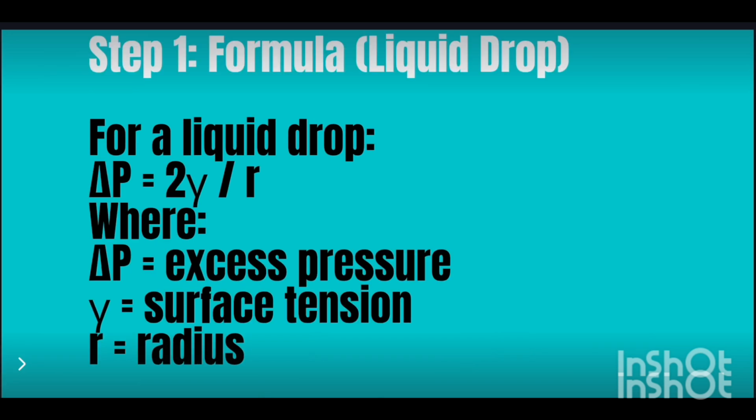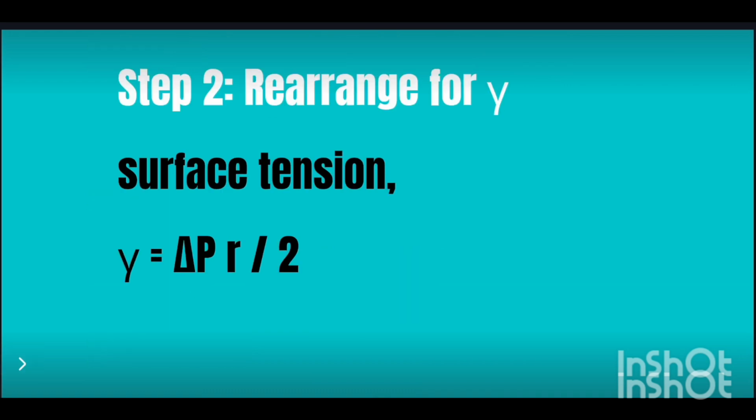So this is step 1. We have to find the liquid drop formula. That formula will be delta P is equal to 2 into gamma divided by R, where delta P is the excess pressure, gamma is the surface tension and R is the radius. And they have asked about the liquid drop model. So step 2, rearrange for gamma. We have to find surface tension, so we have to rearrange the formula. So gamma is equal to delta P into R divided by 2.